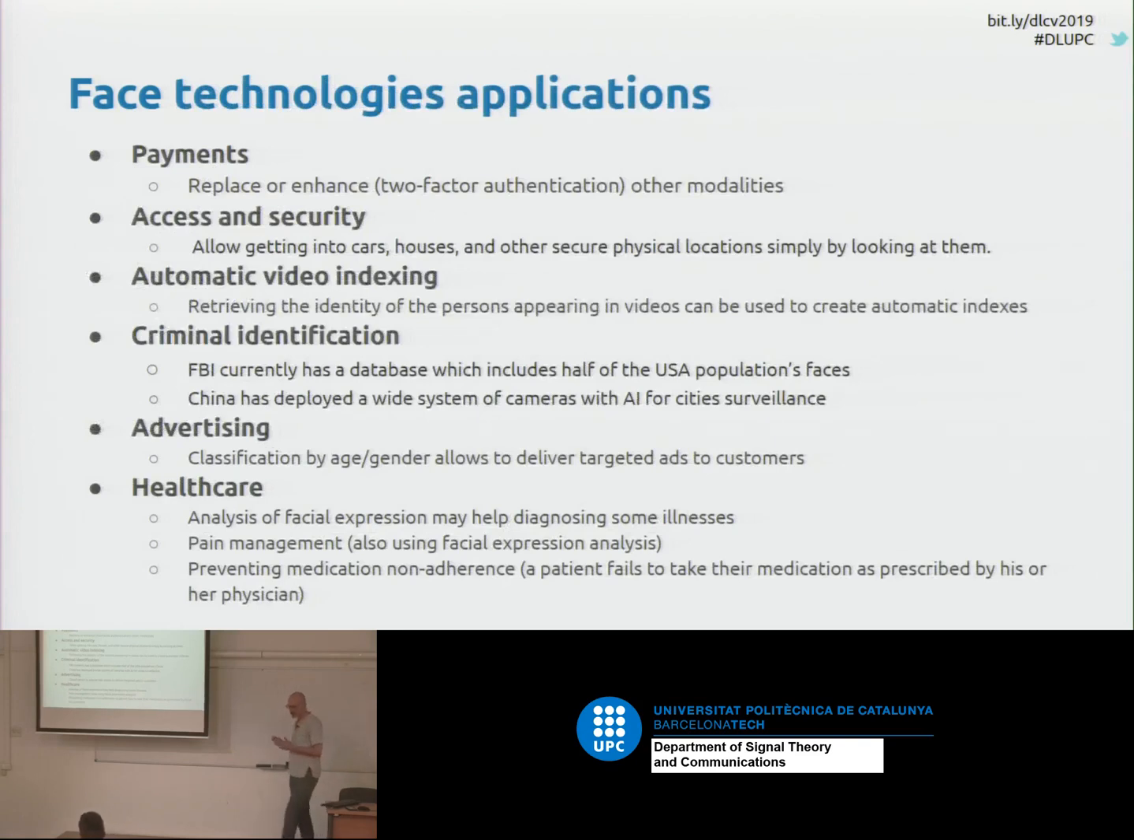So the applications of face recognition are wide. There are a lot of applications, most of them we are familiar with. For instance, payments. Nowadays, there are some applications for your mobile phone that allow you to use your face as an authentication system. Also for access and security, to access several places, you can use some sensors that record your face and decide if it's you or not you.